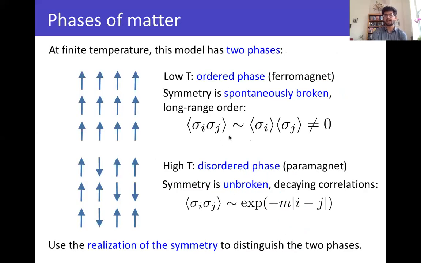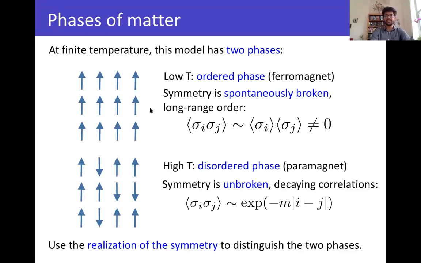So at finite temperature, this model has two phases. First of all, you can imagine we are at very, very low temperatures. In that case, the system really just wants to minimize its energy. Because it costs energy to have spins disagree, the system is going to want to have all of its spins lined up in the same configuration. So in other words, if one of them is up, they're going to all want to be up. Okay. This is the phase that's usually called the ferromagnet. All the spins are aligned.